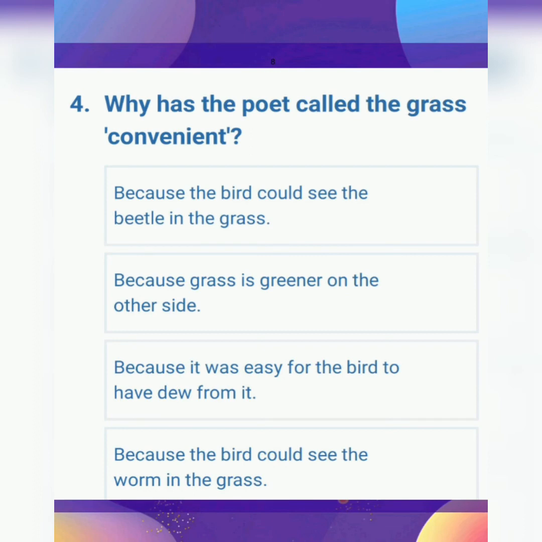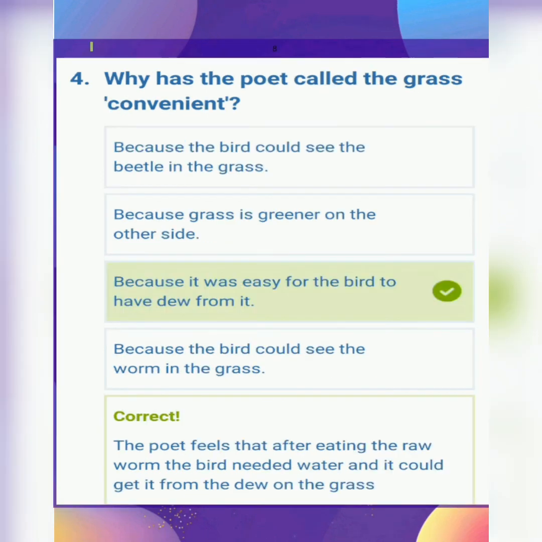Why has the poet called the grass convenient? The choices are: because the bird could see the beetle in the grass, because grass is greener on the other side, because it was easy for the bird to have dew from it, because the bird could see the worm in the grass. The answer is because it was easy for the bird to have dew from it. The poet feels that after eating the raw worm, the bird needed water and it could go and get it from the dew on the grass.